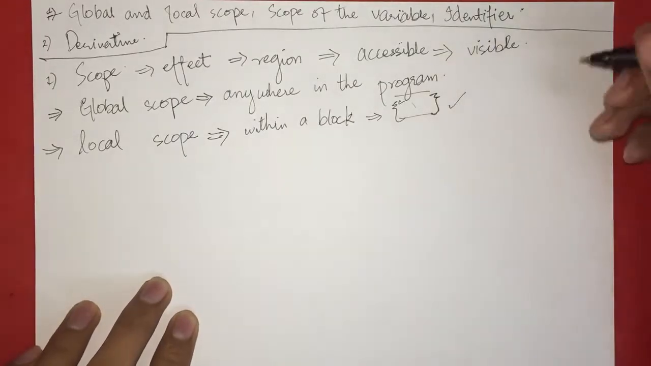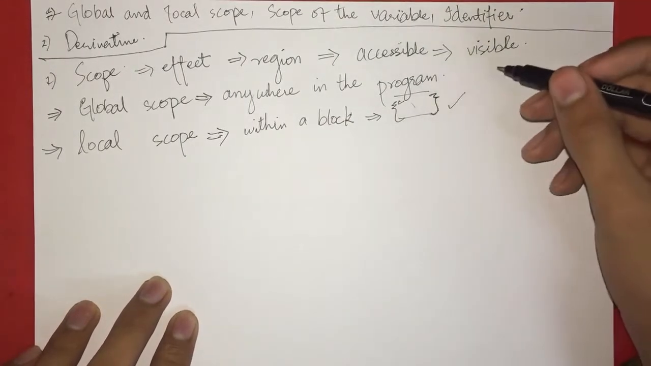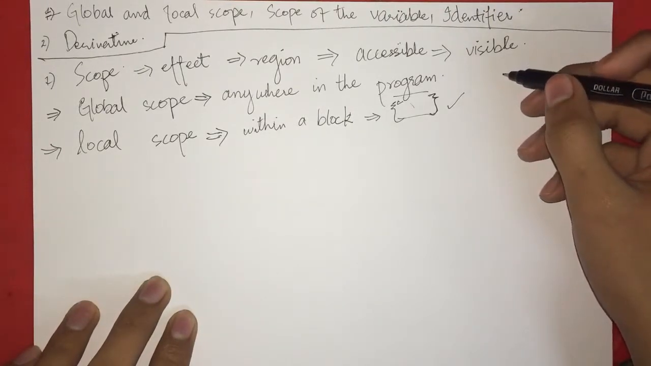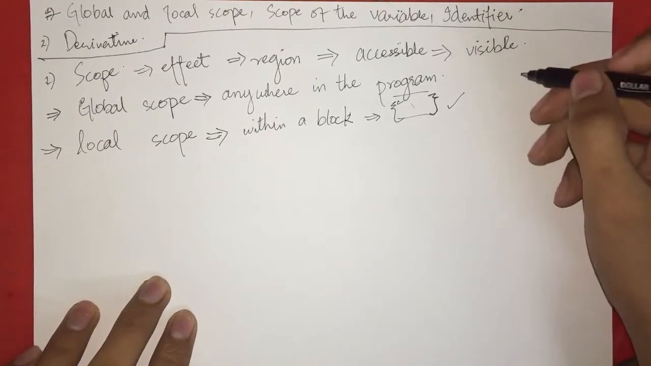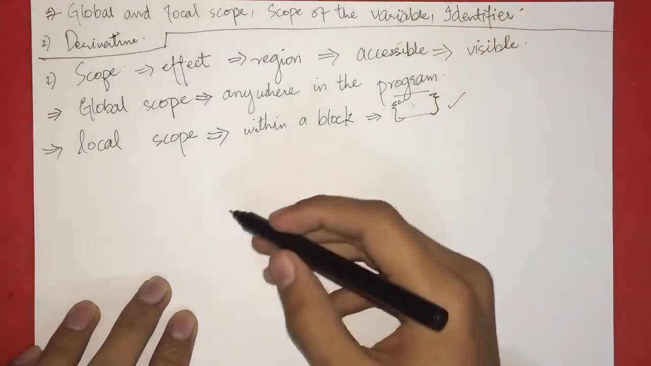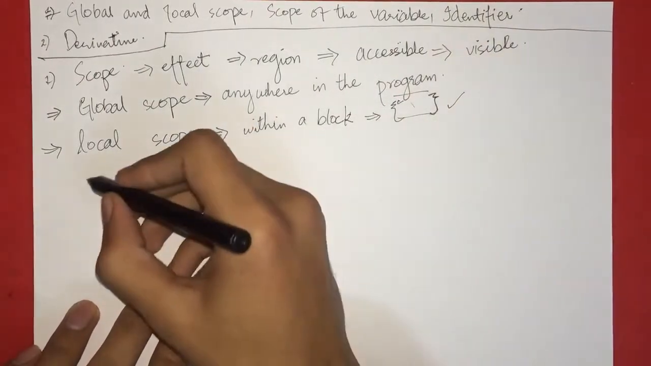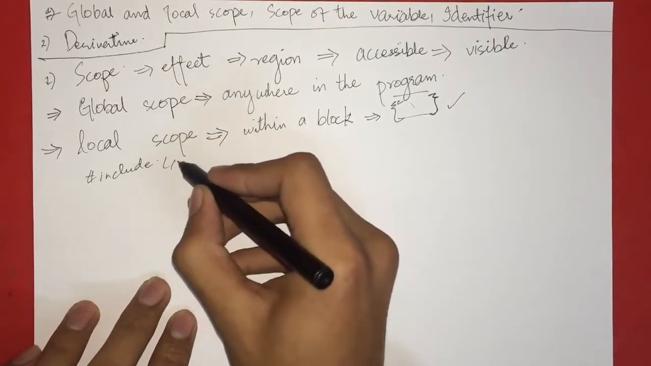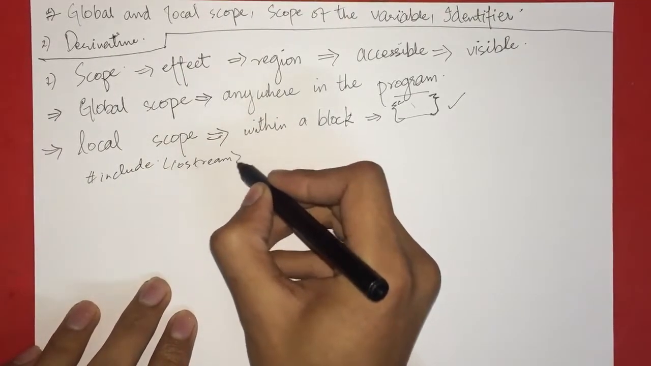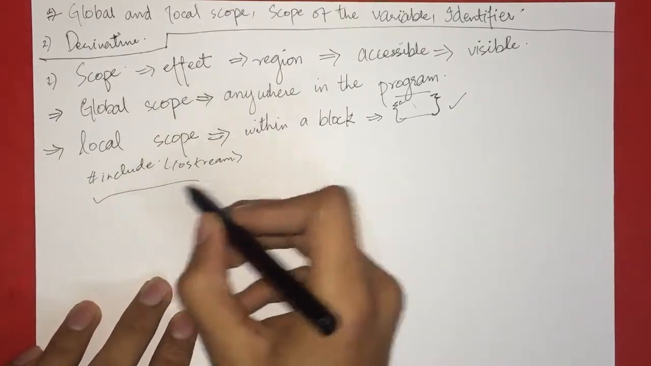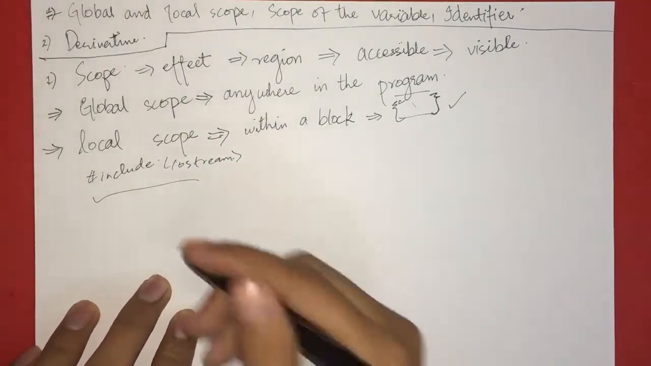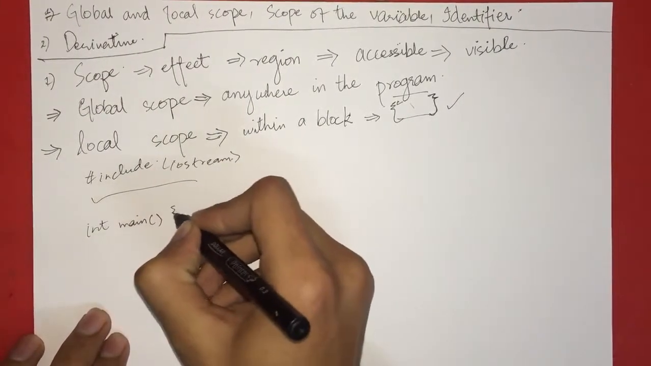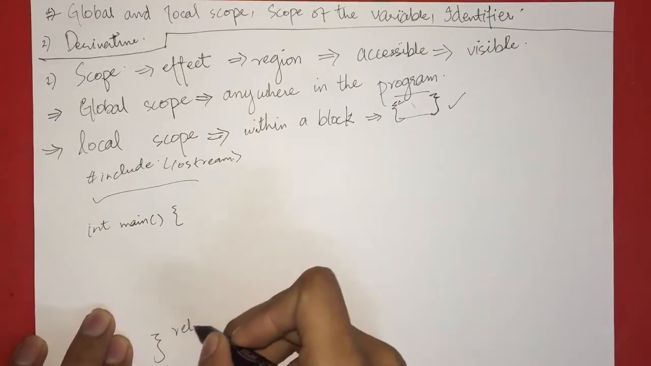For the global scope of an identifier, you declare the identifier at the top, before your function main. For example, you have a code: hash include iostream, and then you have using namespace std and all of that stuff. Then you have int main, and you start your program. Here it is, return 0.